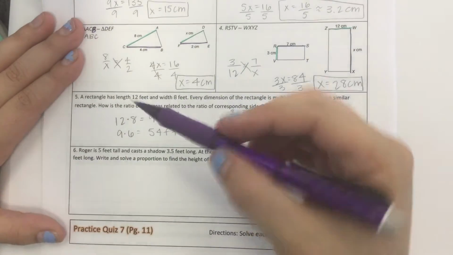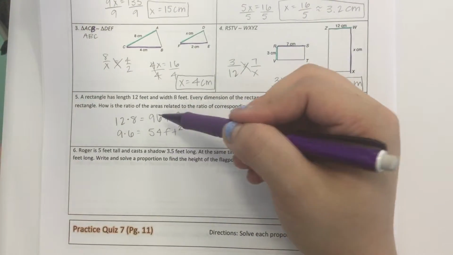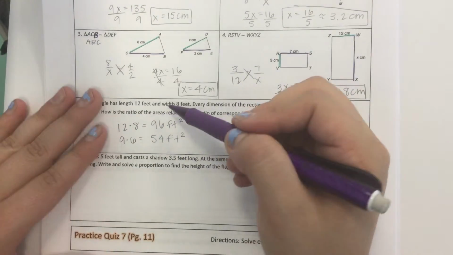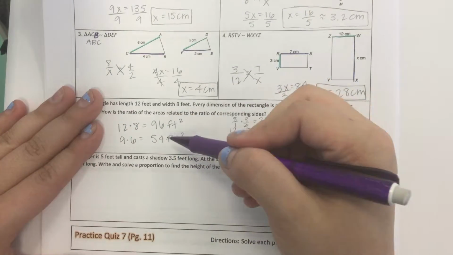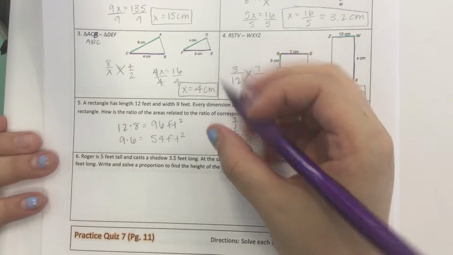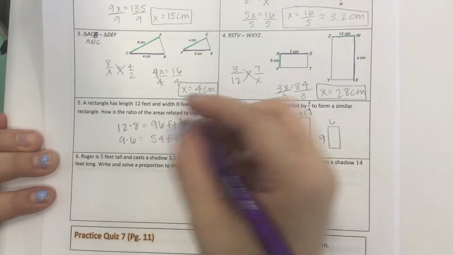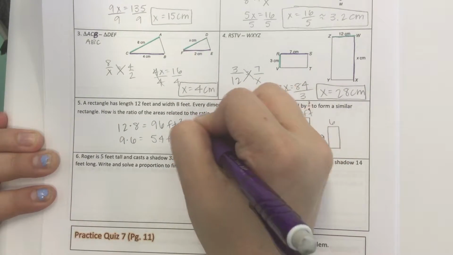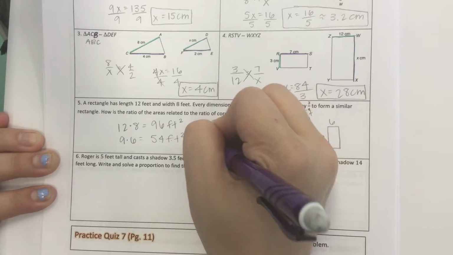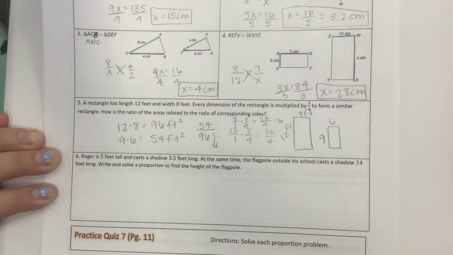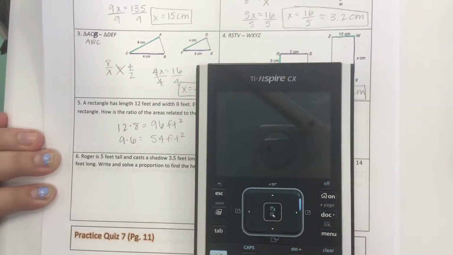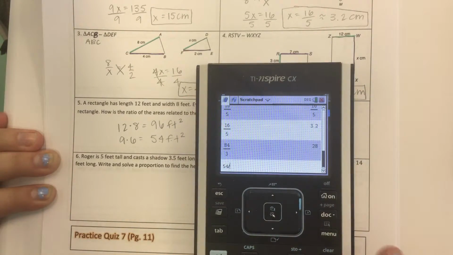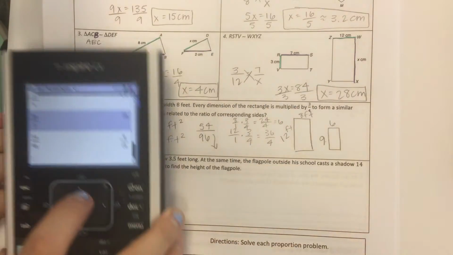Okay, so let's figure out how these areas are related. Let's figure out a ratio, and we figured out last time that a ratio is just something over something else. So let's do 54 over 96, and let's see if we can simplify that down. Let's use our calculator. 9 over 16.